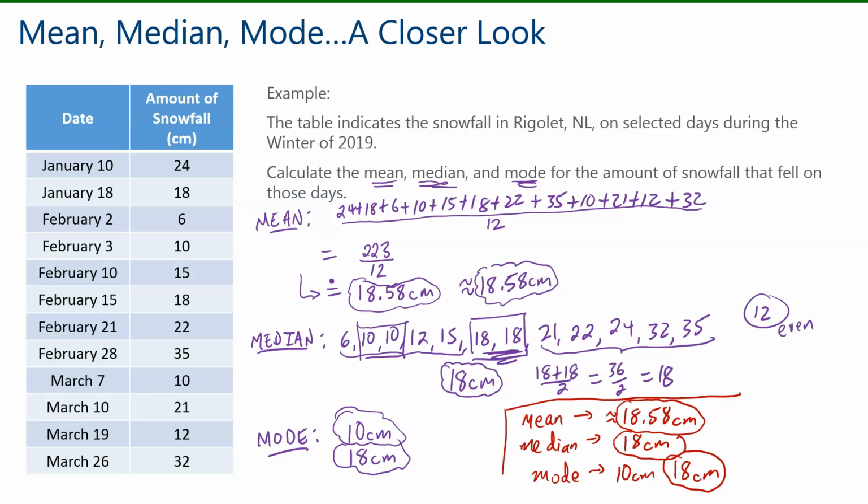If I had to choose a number to best represent the average amount of snowfall, I think I would pick 18 centimeters. I would like you to now proceed to the next video in this lesson.